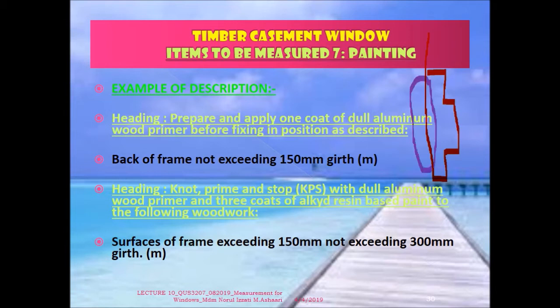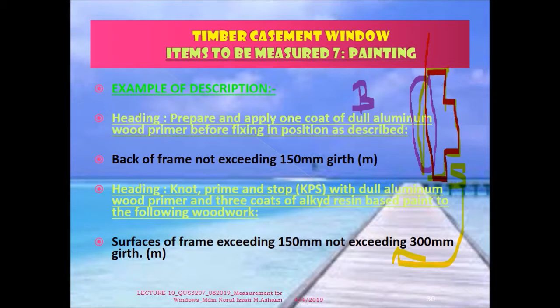Okay, this is the first category. We call this one the back of the frame. Okay, the second category is for the surfaces of the frame. That is yellow color. 1, 2, 3, 4, 5, 6, 7. So yellow color, this is for the surfaces of the frame, like this. Okay, so how do you want to know the girth? Basically, this is the length.